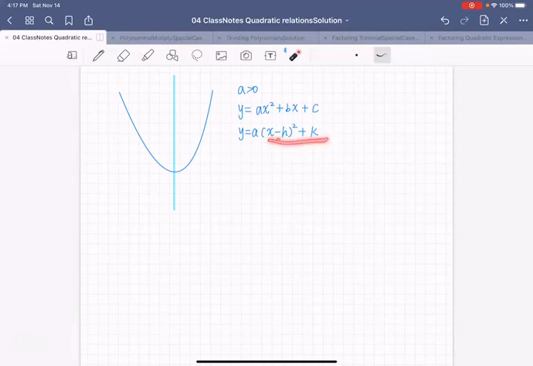The vertex here is called (h, k). This is what we learned in Algebra 1. If a is smaller than 0, then you're opening down. But since this is Algebra 2, we are going to learn something even harder. The parabola can open up, open down, but it can also open to the left or open to the right.